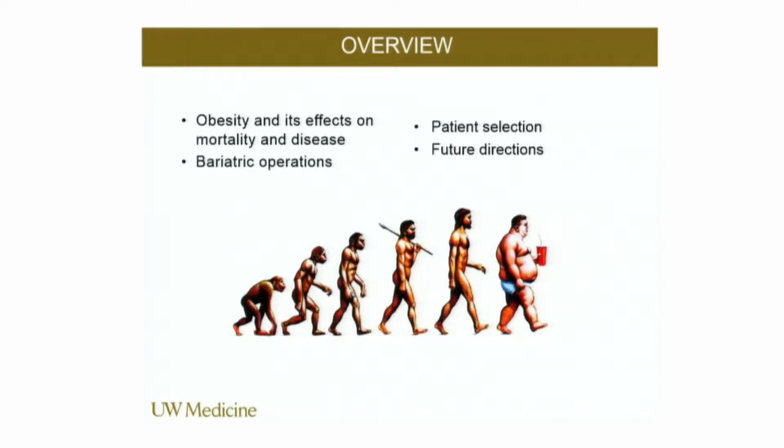Briefly, giving an overview, we're going to talk about obesity and its effects on mortality and disease. We're going to discuss the common operations that we do in the modern era. We're going to briefly talk about how we select patients for these operations, and also end with some of the future directions where the field is going.